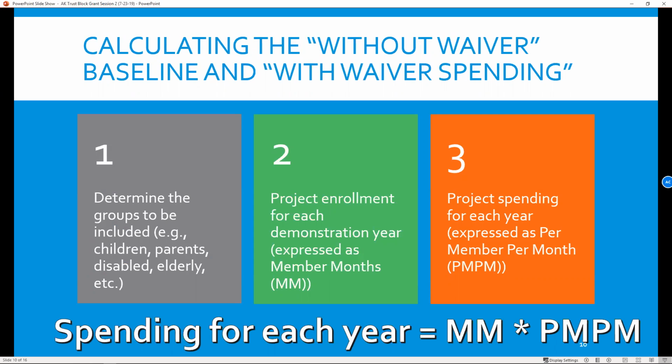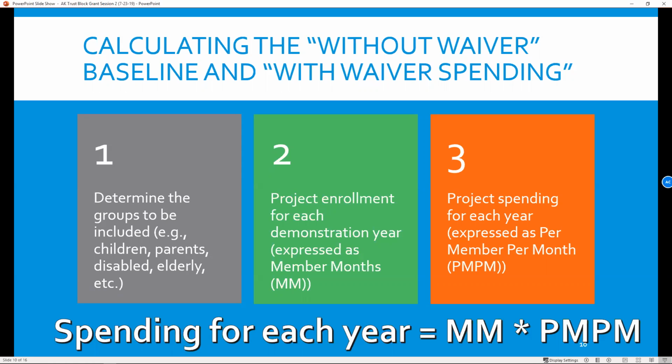Okay, so again, to oversimplify, what are we doing? First, we have to figure out who the populations are that are affected by the demonstration. In Alaska, if you go to the Alaska dashboard, they break down categories for disabled children, disabled adults, parent caretakers, seniors, and expansion. So those are 6 different categories. You would decide which of those categories you want to include in a block grant.